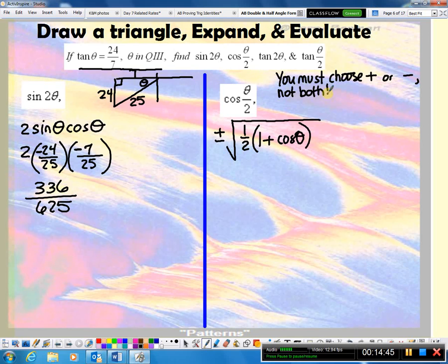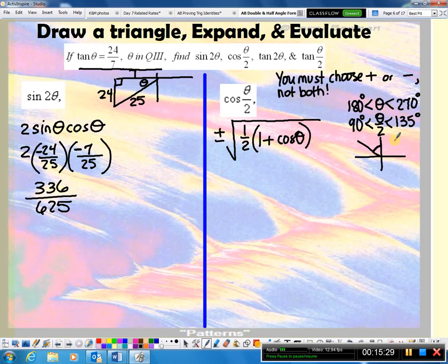So here's what I need to do. I'm going to look at it and say, well, in the given problem, theta falls in the third quadrant, which means theta falls between 180 degrees and 270 degrees. If I take half of all three parts, then I get 90 degrees is less than theta over 2, and that's less than 135 degrees. Well, that means theta over 2, if it falls between 90 and 135, is going to have to fall in the second quadrant, or the sine quadrant.